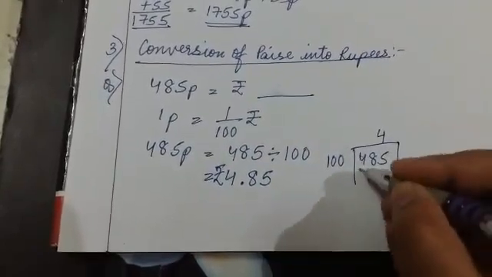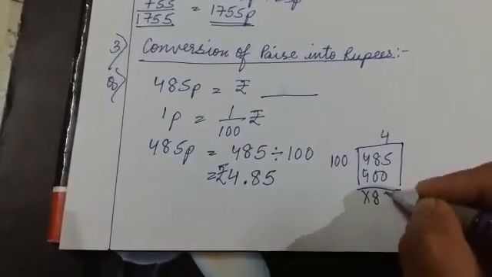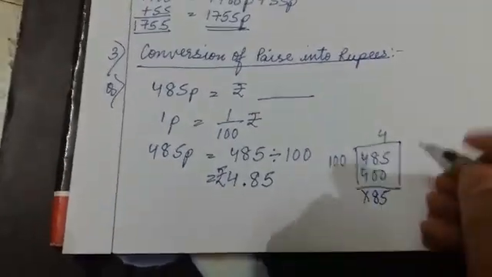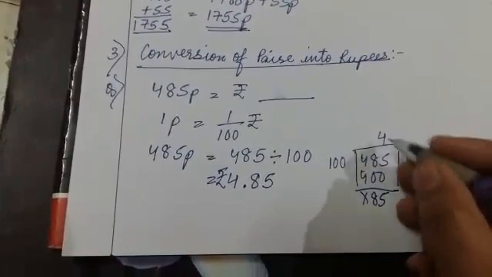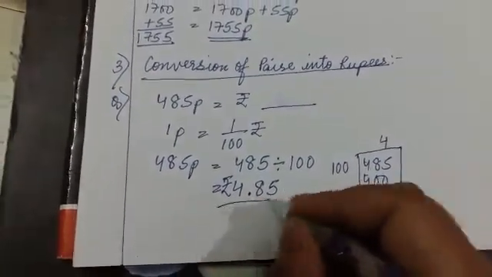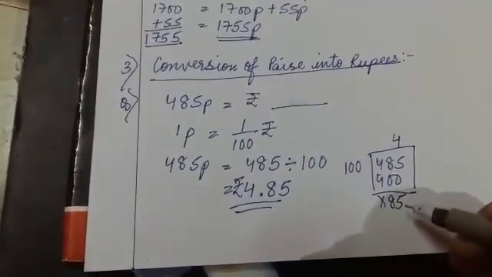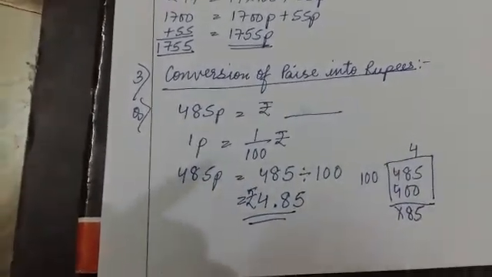So 100 fours are 400. So it will be cancelled, then 85. Now this will come for your rupees and this will come for your paise. So you can also write like this. If you cannot straight away do it by 100, you can divide and also show the answer.